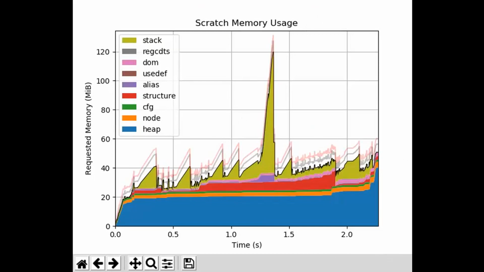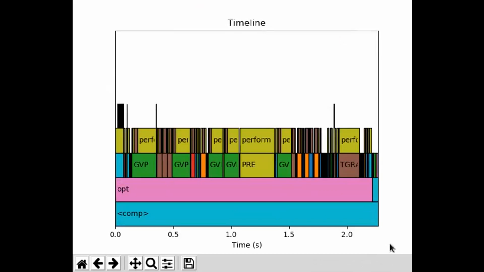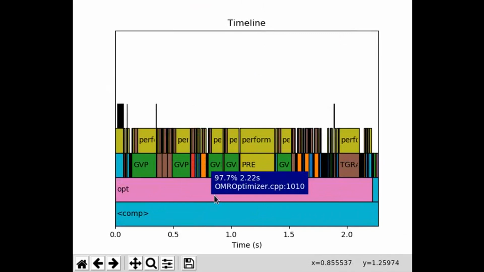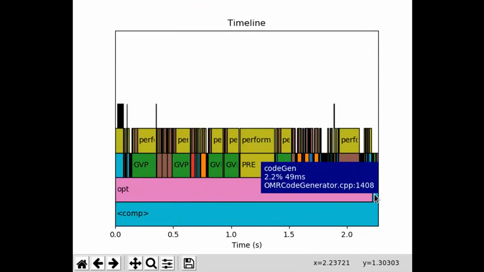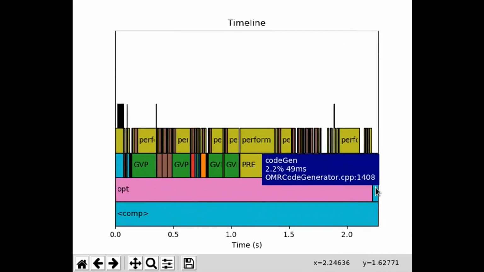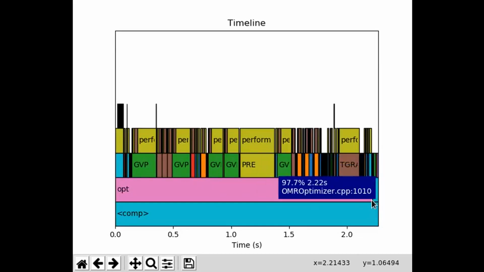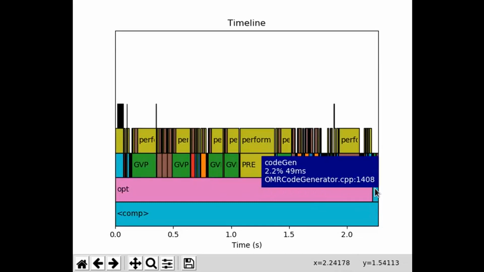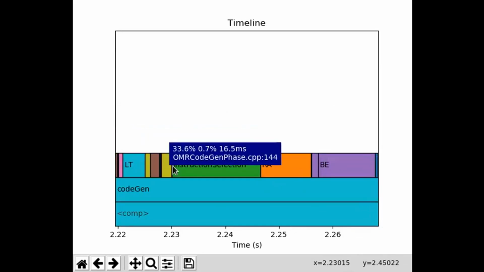Okay, now, first of all, here's the timeline of everything that we did during the compilation. So we spent most of our time in the opt. That's this one right here. Here we have cogen, and you can sort of zoom in. So you can see, that's when we started cogen right there. And if you click, here's the things that we did inside of cogen.